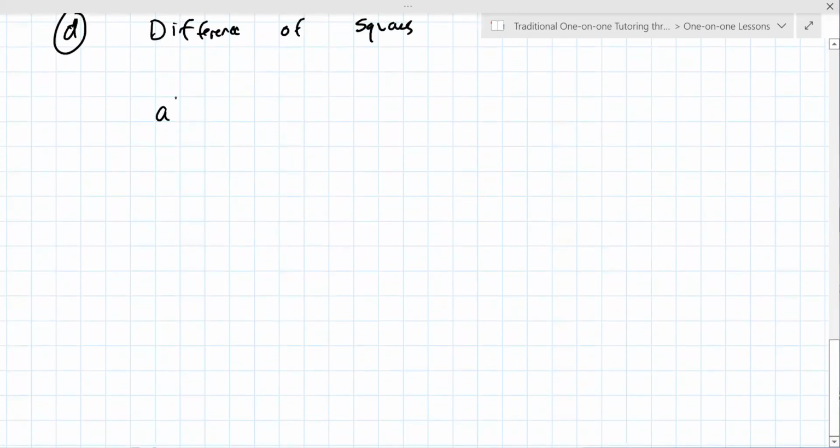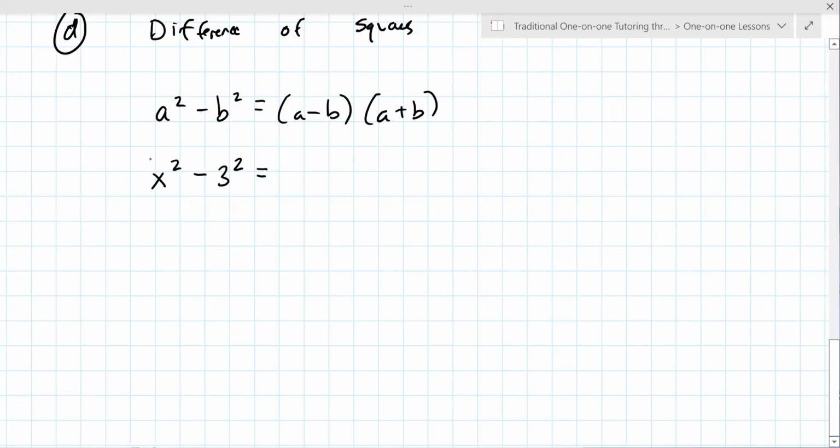So the formula you need is a squared minus b squared becomes (a minus b)(a plus b). I'll give you a simple example here. Let's say it's x squared minus 3 squared. In this example, x is a and 3 is b. So you just substitute those in for a and b. (x minus 3)(x plus 3). Pretty straightforward here.